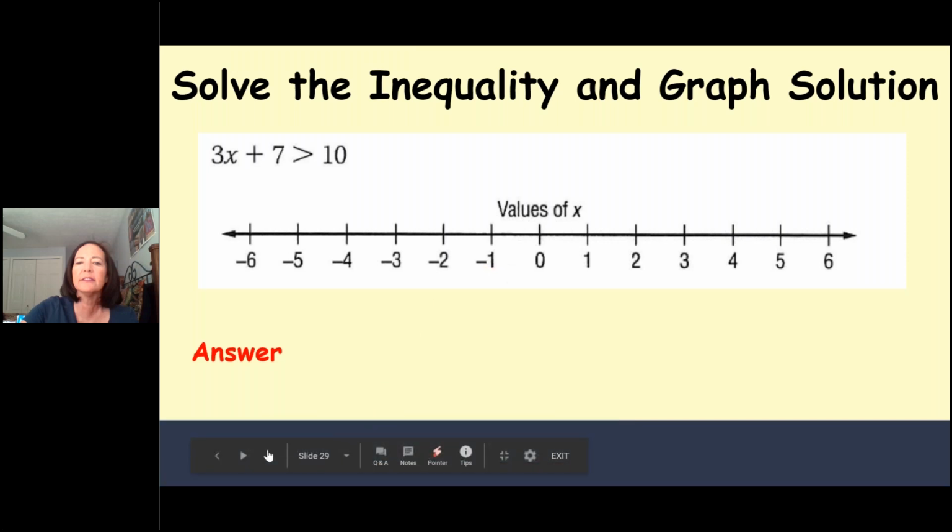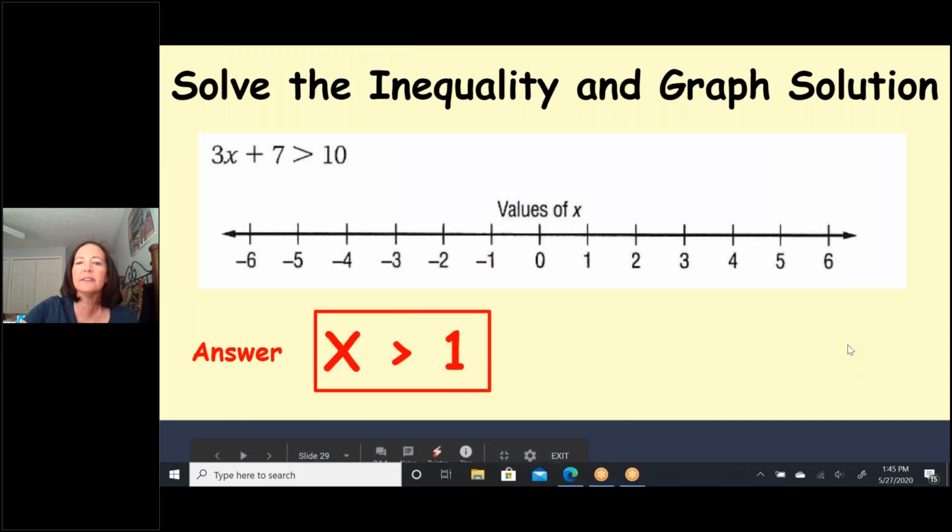You're looking for when do I have to flip that inequality symbol? Most of the time you don't have to do that. Most of the time you don't have to flip it. Only when you're multiplying or dividing by a negative. Yes. Okay. So that's your job, to try to remember that.